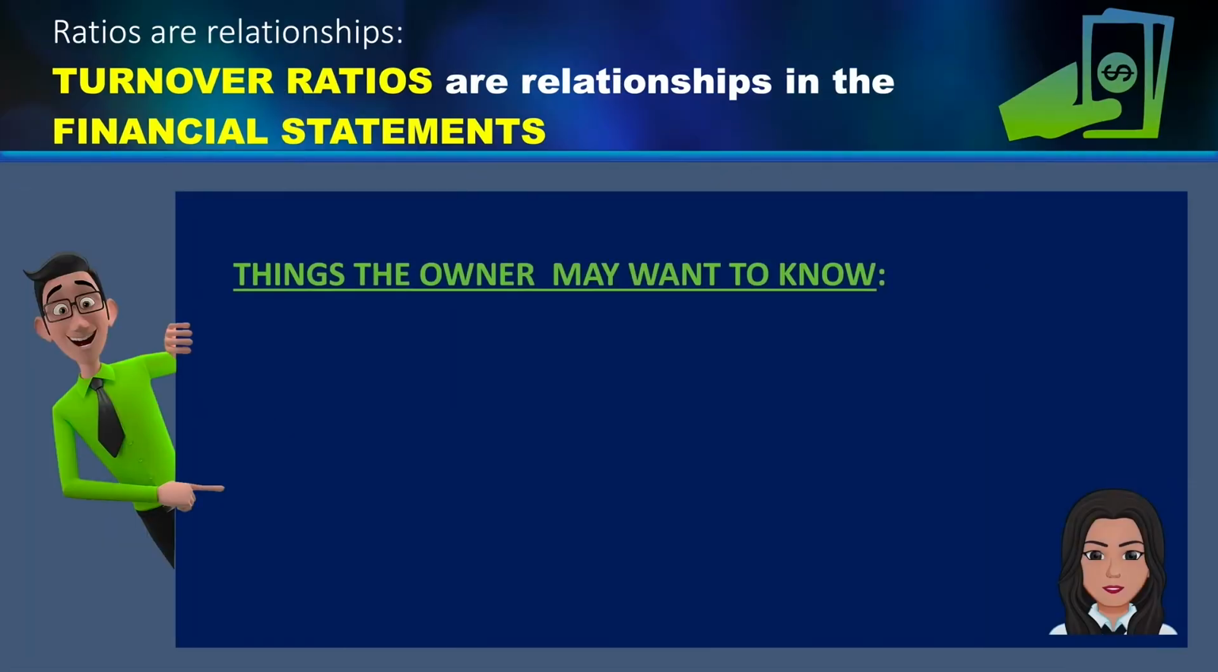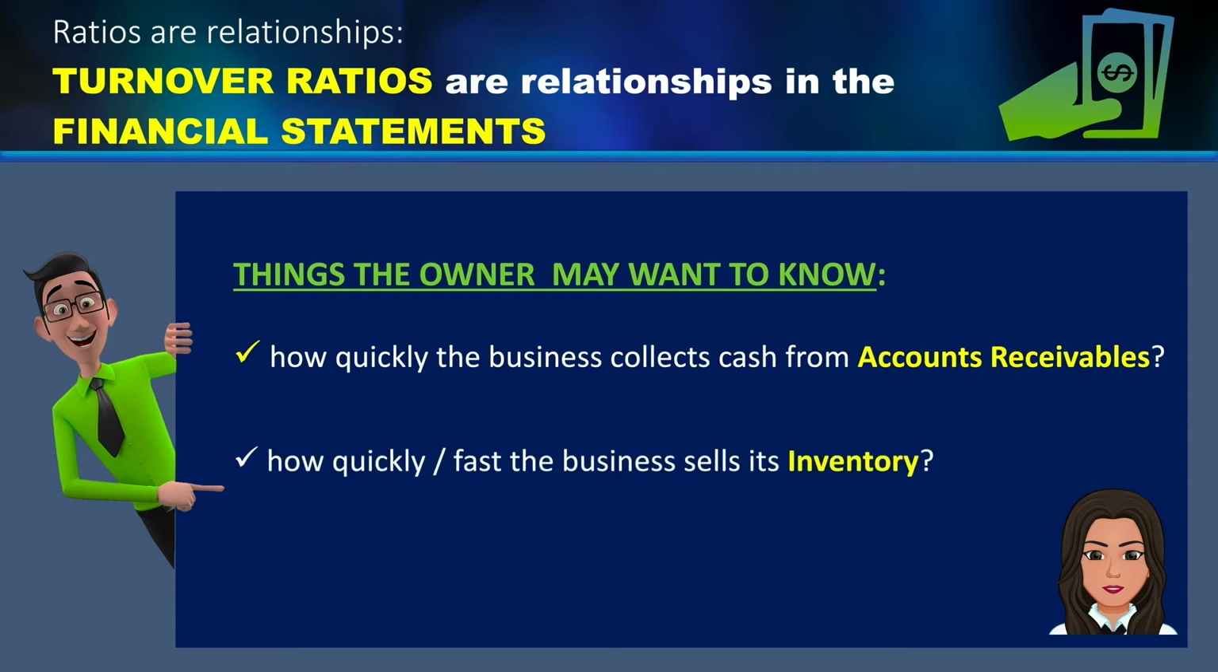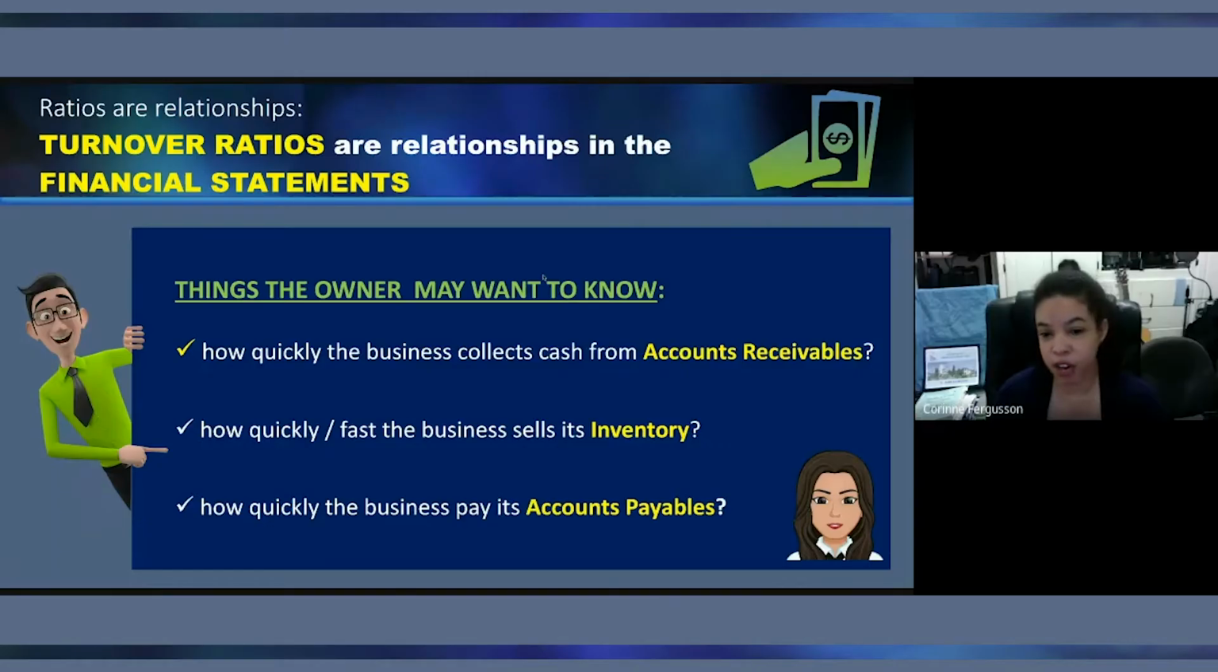So what are some of the questions that an owner may usually want to know? How quickly does the business collect the cash from the accounts receivables? How quickly or fast does the business sell its inventory? And how quickly would the business pay its accounts payables or its creditors? Now, that is very, very important for many reasons.